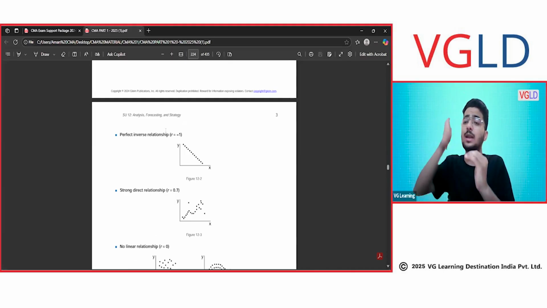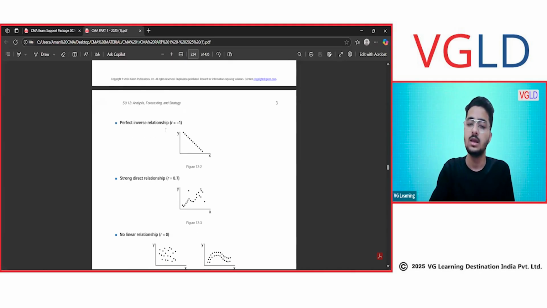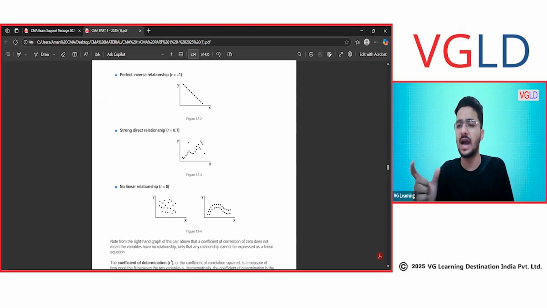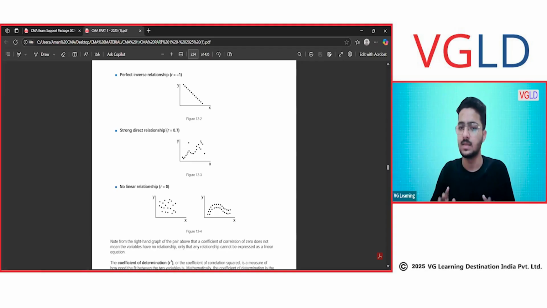If X goes up by twice, Y will go twice down. So that's the perfect inverse relationship, opposite relationship. Now, if it is nearer to 1, I can say there's a strong direct relationship. Like if X goes up by twice, Y will go up by 1 and 1.5. But it's a strong direct relationship.